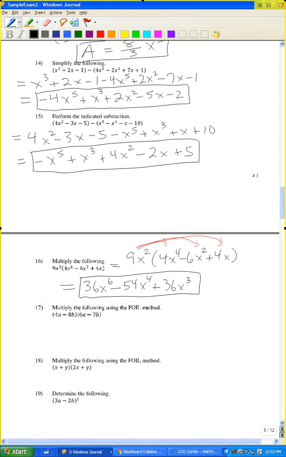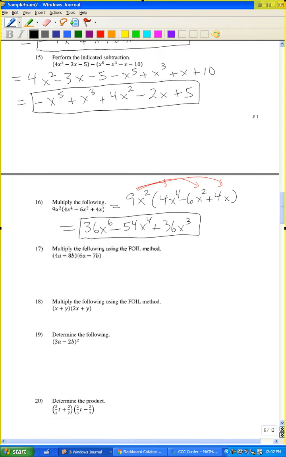And that's your answer. Let me do problem number 17. Let's multiply this out. So 4a minus 8b, 6a minus 7b. And so, actually, maybe I won't have enough space to do it like that. So let's multiply. So first, try again.